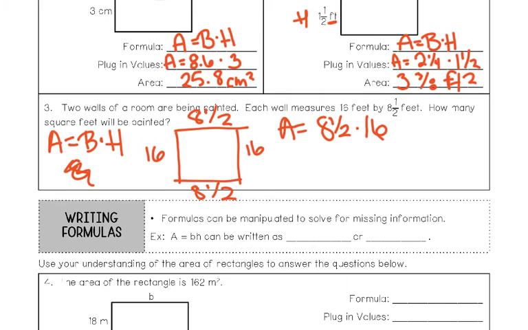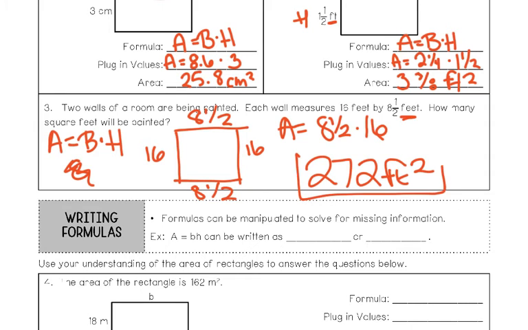And the answer to that is 272. What am I saying? Feet squared. Because remember, we're doing the feet. There you go. I like to draw boxes around my answer so that way you can see it real good. Okay, great job, everyone. Here we go.